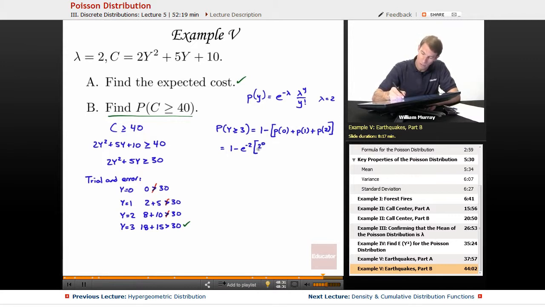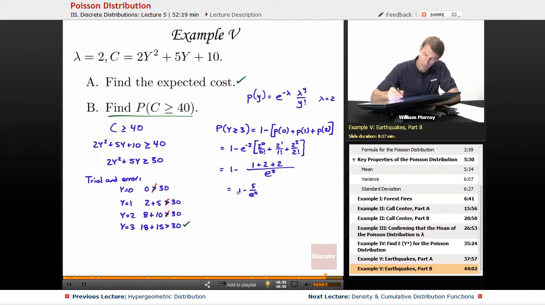Now I'm going to fill in the different values of y, with 2 being lambda. So 2 to the 0 over 0 factorial plus 2 to the 1 over 1 factorial plus 2 to the 2 over 2 factorial. So this is 1 minus, I'll put e squared as a denominator there. And 2 to the 0 over 0 factorial is 1, plus 2, plus 4 over 2 is 2. So I get here 1 minus 5 over e squared.